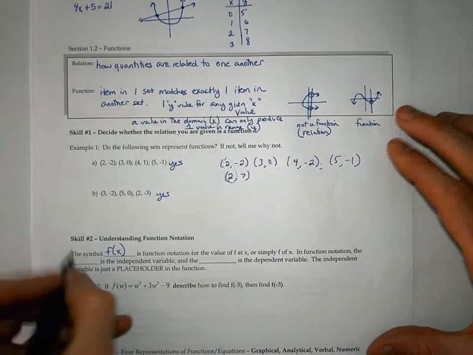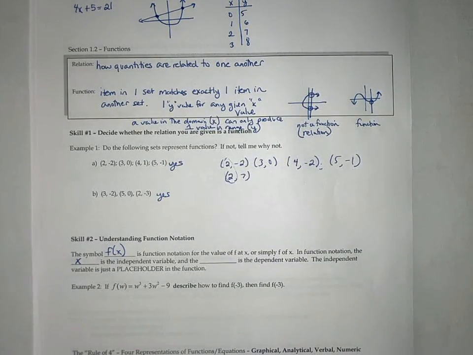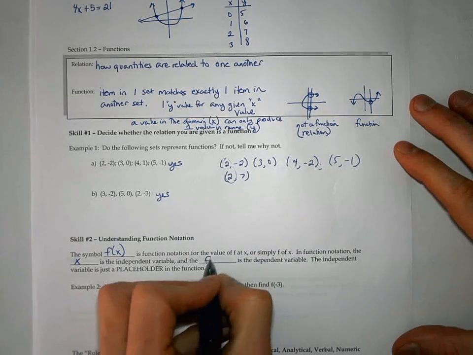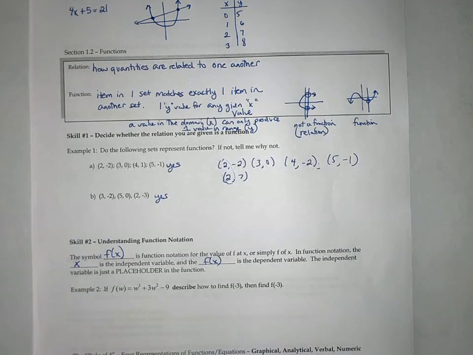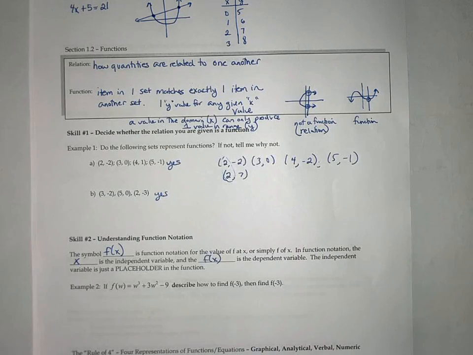In function notation, the x is the independent variable, meaning that we can choose what we want x to be, and the f of x is the dependent variable. The independent variable is just a placeholder in the function. Previously, we saw that f of x is equal to y, and that's perfectly fine to think of in your head, but we want to get to the point now where we're not replacing f of x with a y. We want to keep f of x as a function, as we'll be dealing with a lot of function notation this year.